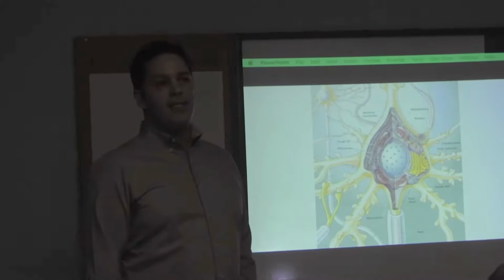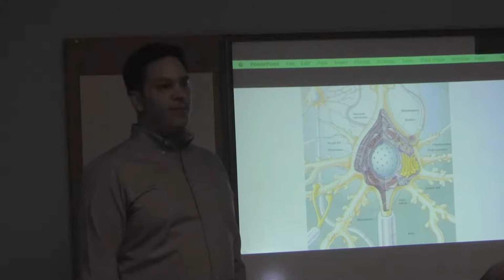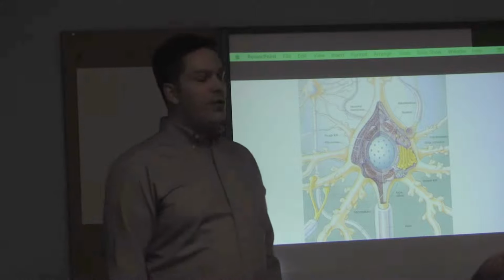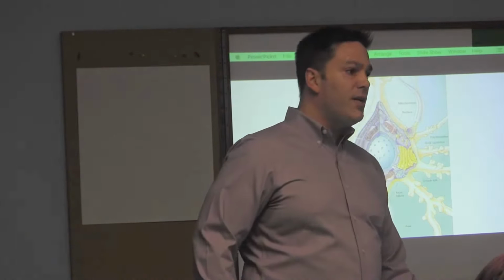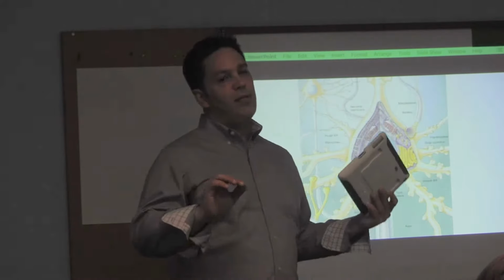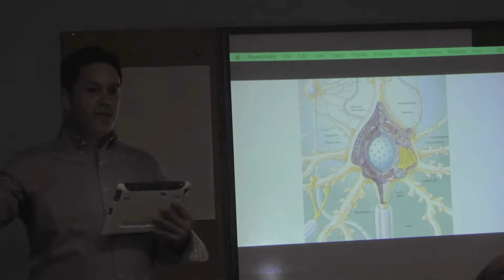Information that you got is think of your brain as a chocolate chip cookie. Your brain's a chocolate chip cookie. The neurons are the chocolate chips. The glial cells are the cookie dough that suspends chocolate chips in their appropriate locations.